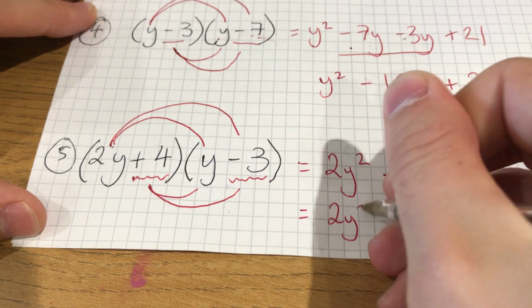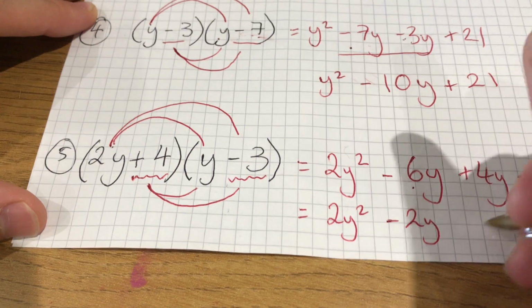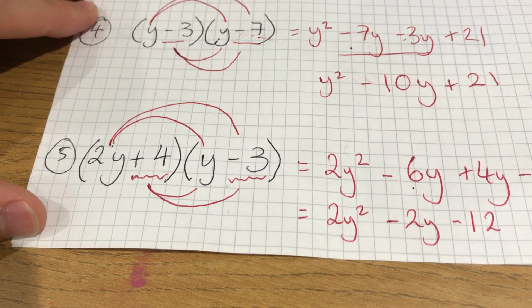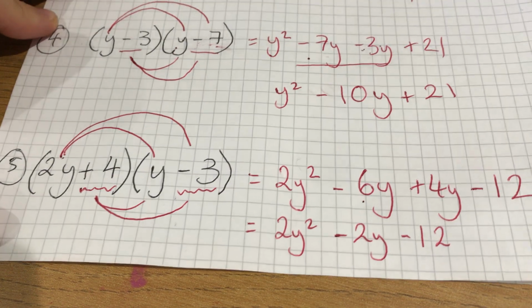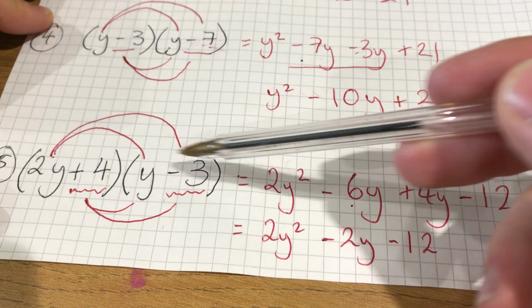Then we've got 2y squared. We've got a minus 6 plus 4, which is minus 2y. And then a minus 12 still. Oh, sorry. Okay. So that was that minus 12 on the edge there, apologies. That was by getting the plus 4 times the minus 3.